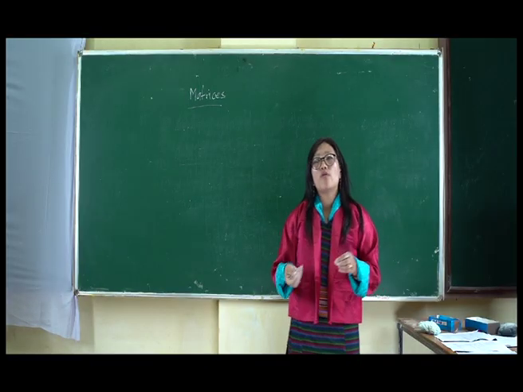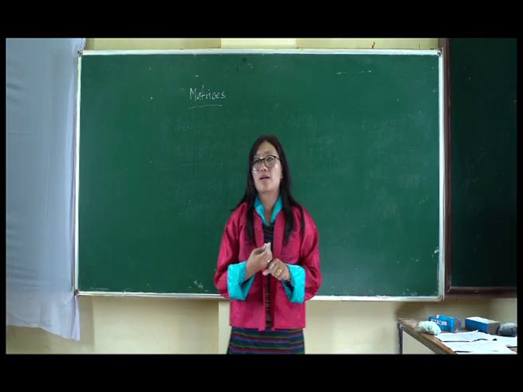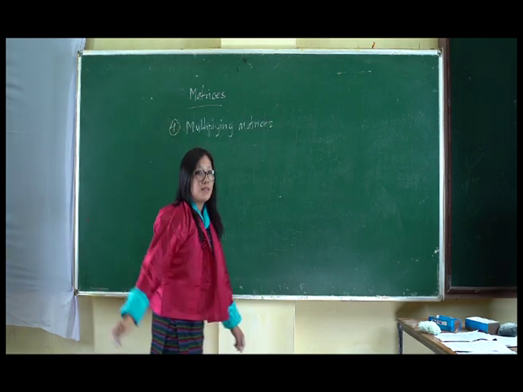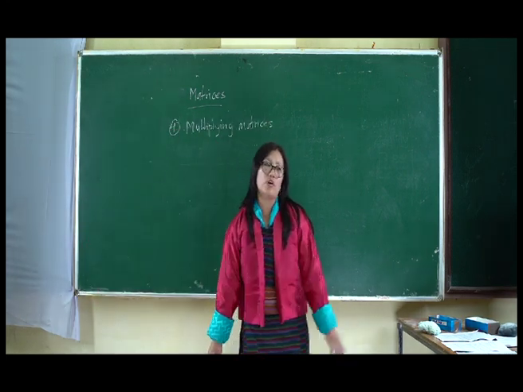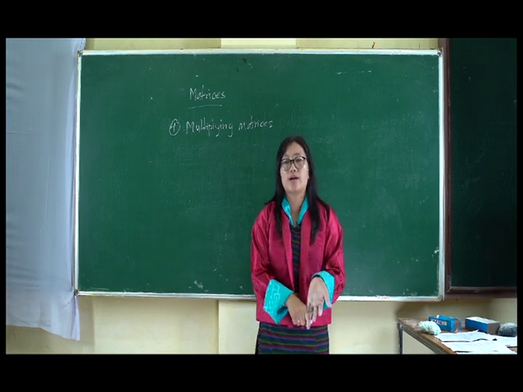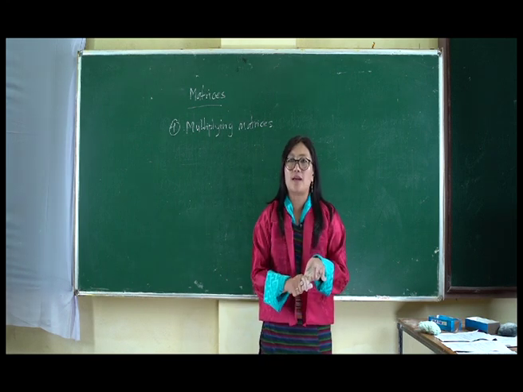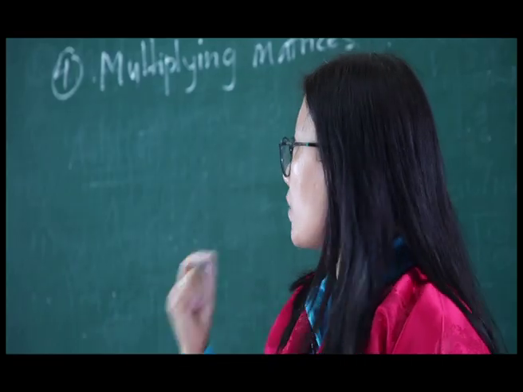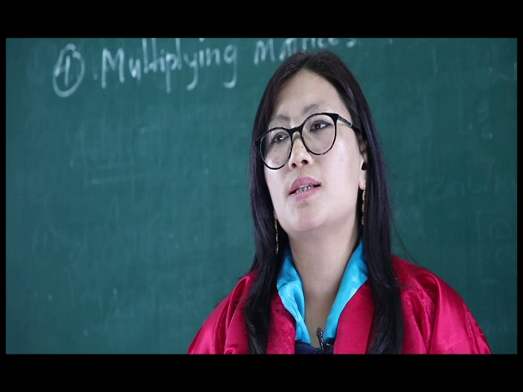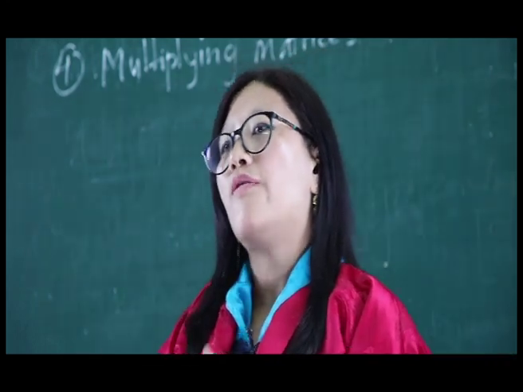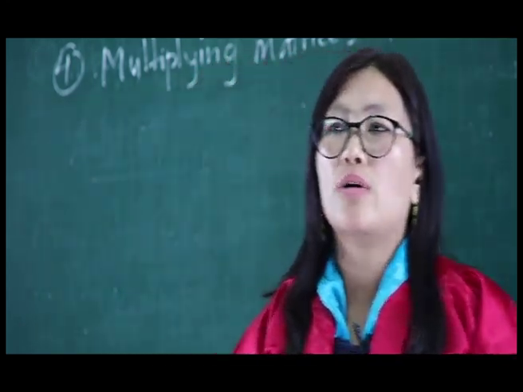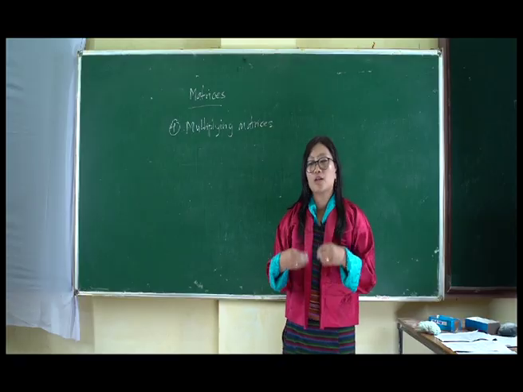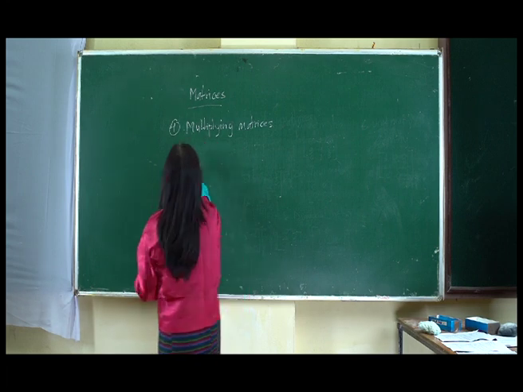With this, let us move on to the last subtopic, that is multiplying matrices. Now you all know how to add, you know how to subtract, you know how to multiply by a scalar. Now we are going to multiply two matrices. To multiply any two matrices, the number of columns in the first matrix has to be equal to the number of rows in the second matrix. I'll show that through an example here.